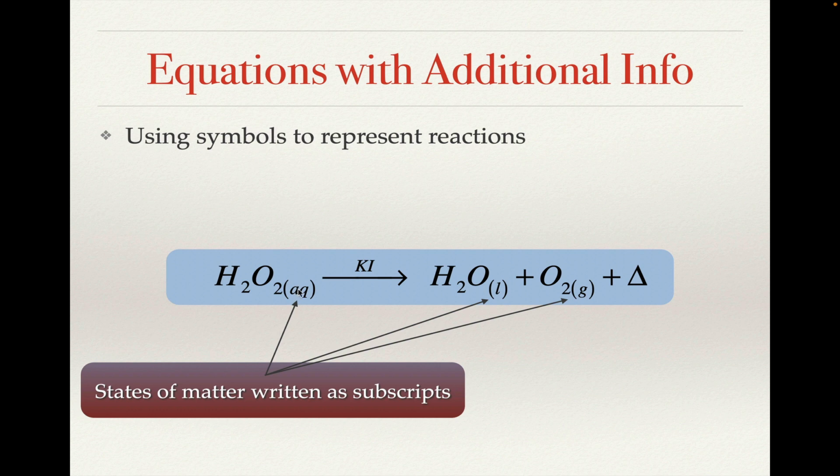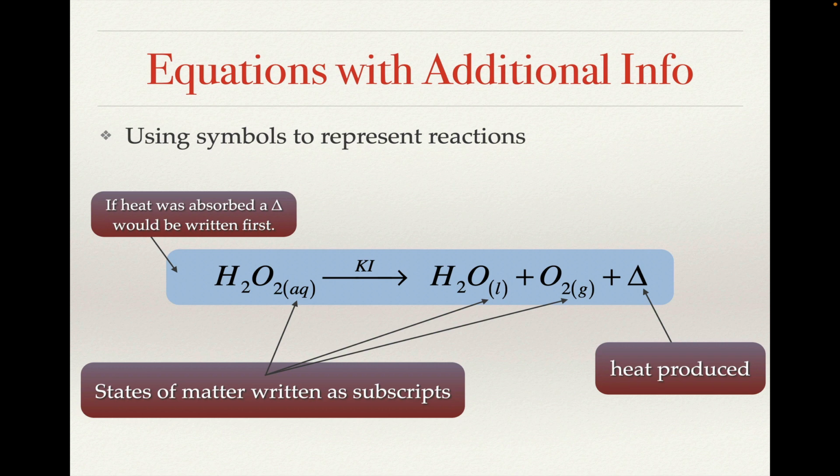We see that here we have aqueous and liquid and gas. They're written as subscripts with parentheses around them to tell us that this thing, the H2O2, the hydrogen peroxide, was in solution. That water was made as a liquid and oxygen was made as a gas. So it gives us more information about that chemistry. We see that heat was produced here, so we put it on the product side. So if this thing got hot and it actually released energy to us, that would be put over here. Now, if this reaction didn't release energy but had to absorb it or take it in, we would have put that triangle on this side instead.